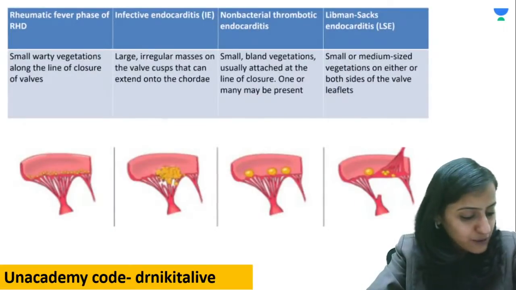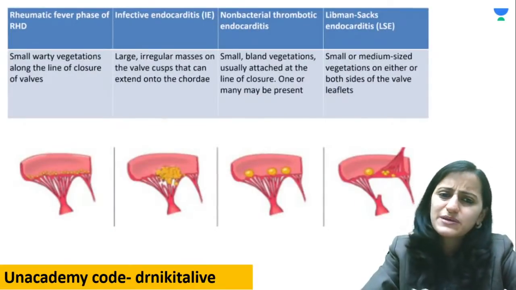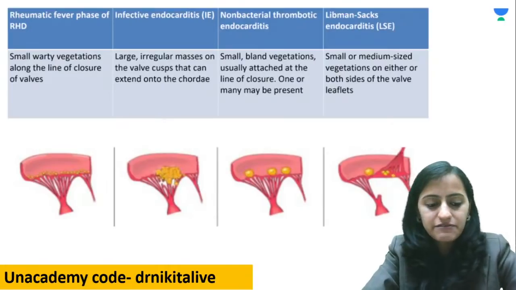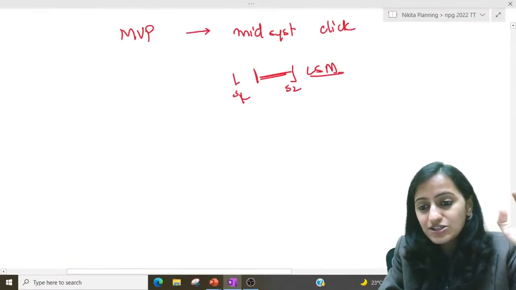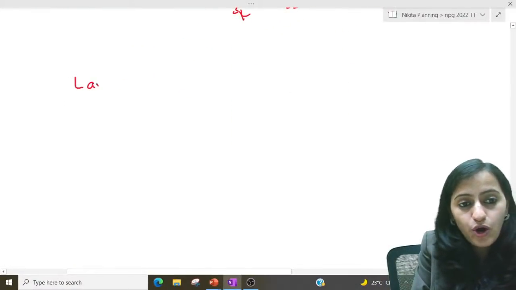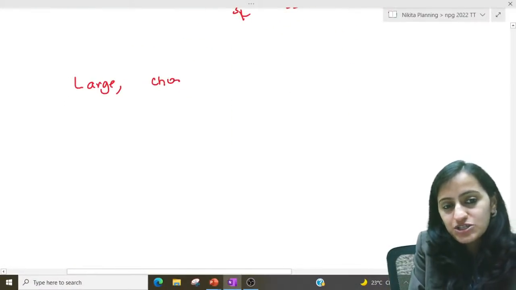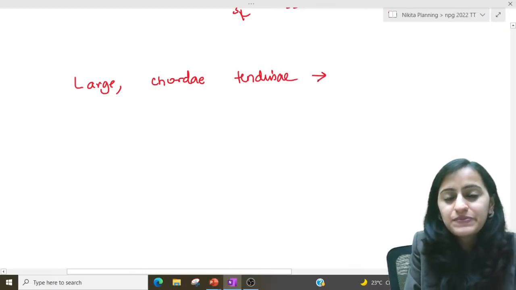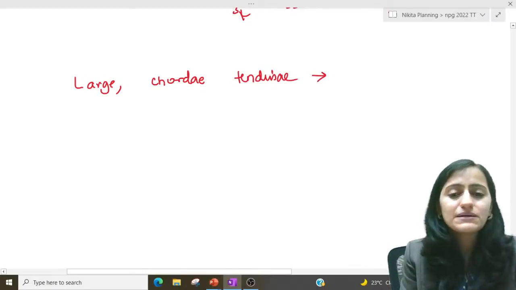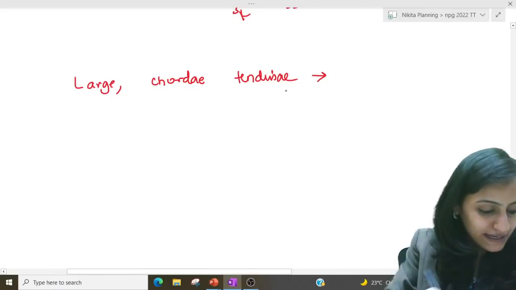Next point, a very quick revision of the vegetations. This we had seen in the last class, but let us quickly revise. Which are those vegetations which are large and extend onto the chordae tendineae? Is it rheumatic? Is it Libman-Sacks? Is it infective endocarditis? Which one is that?